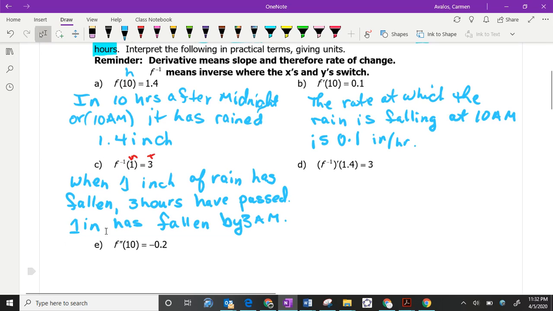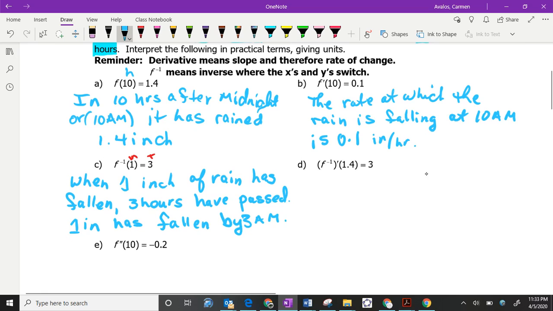Now this one is a little bit different. It's similar to the previous one because it has the inverse, but it also has a derivative, so we know automatically that this is talking about a rate. So where are we going to put that rate in there? What this is saying is that it's been 1.4 inches and 3 hours. So the rain has fallen at a rate such that it will take 3 more hours for another 1.4 inches to fall.